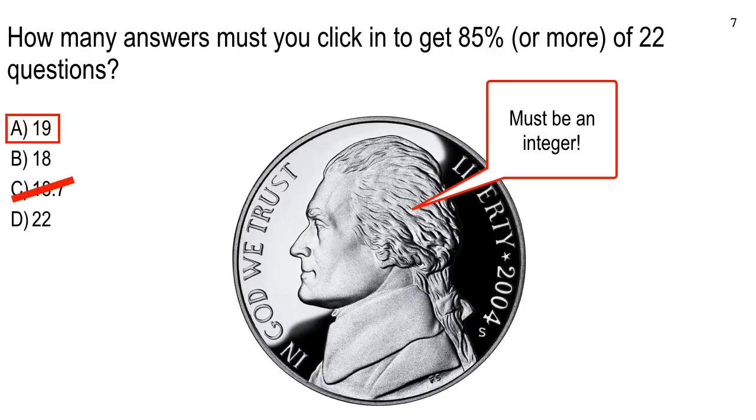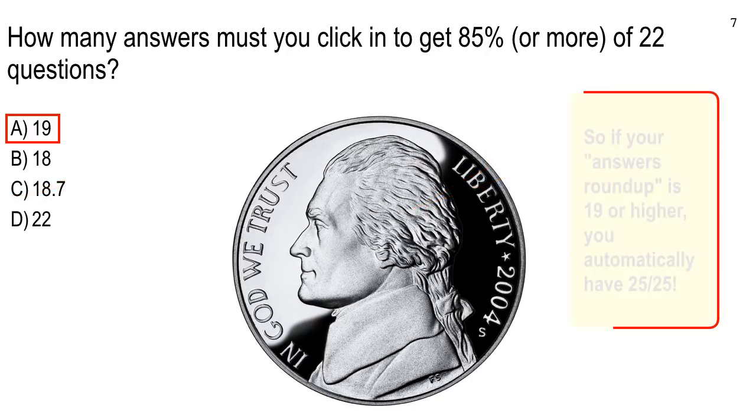Now, if you looked at your answer's round-up number and it's 19 or more, ding, you automatically have 25 out of 25 for your clicker pointage. All right? So technically you can only answer whole number questions. So 19 is the break-even point, or the break point. If you're below 19, we have to calculate it proportionally, and we're going to do that.